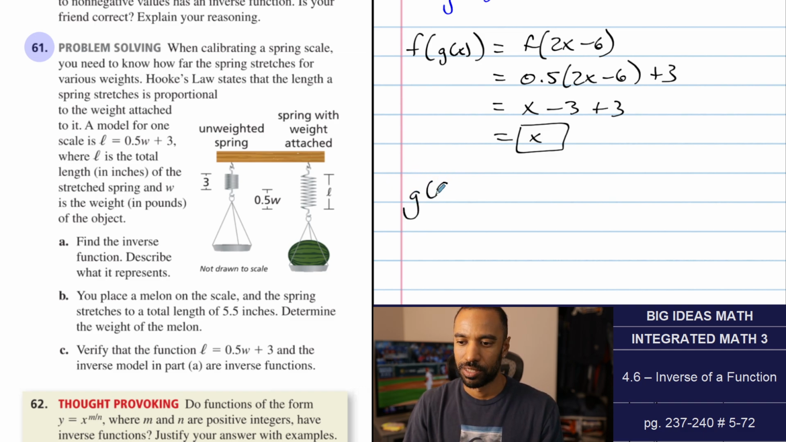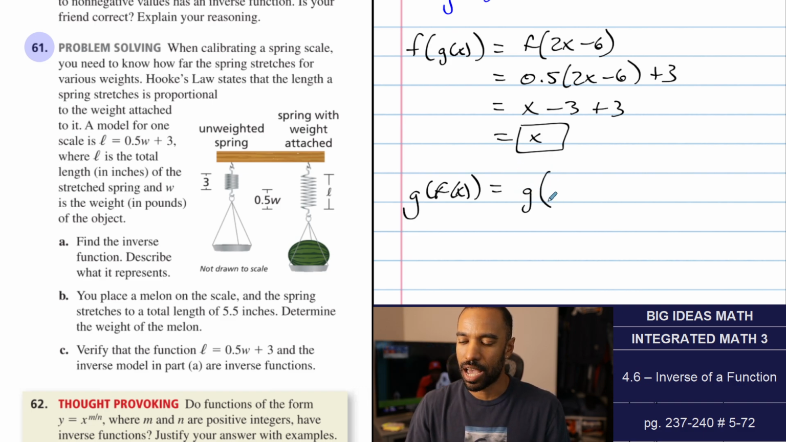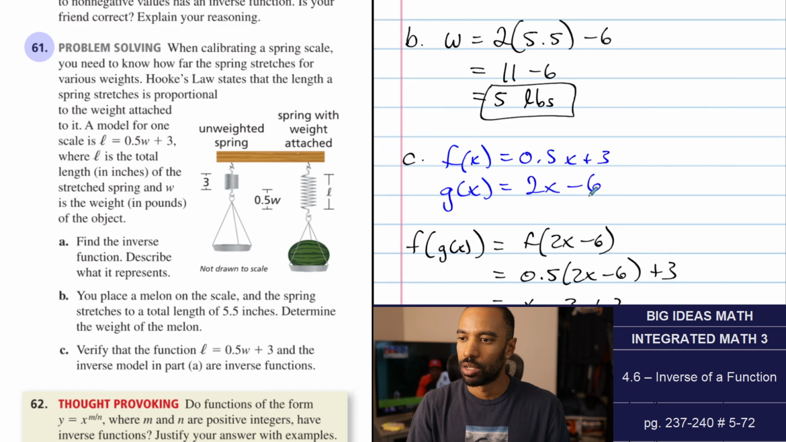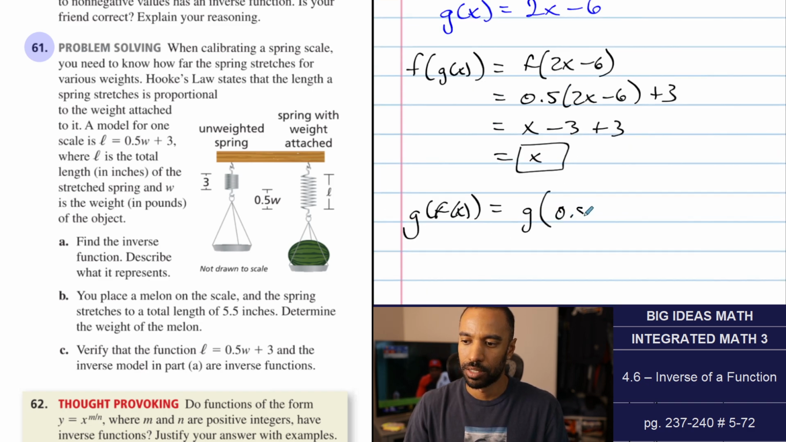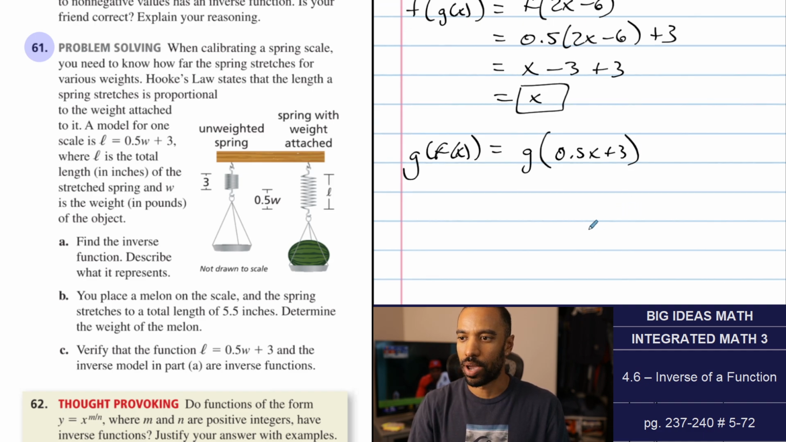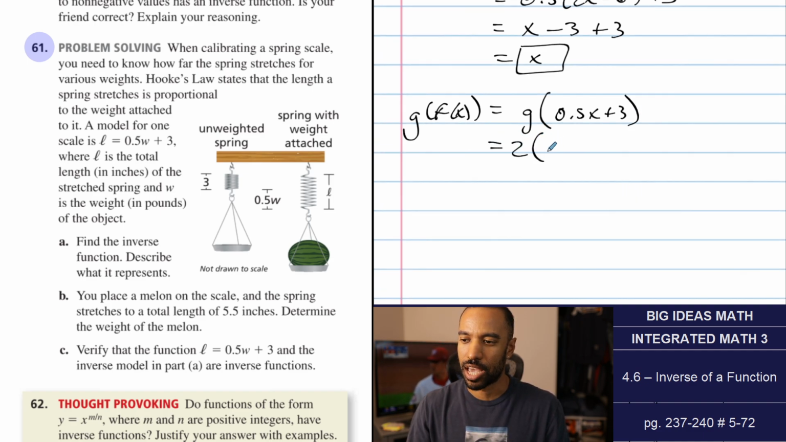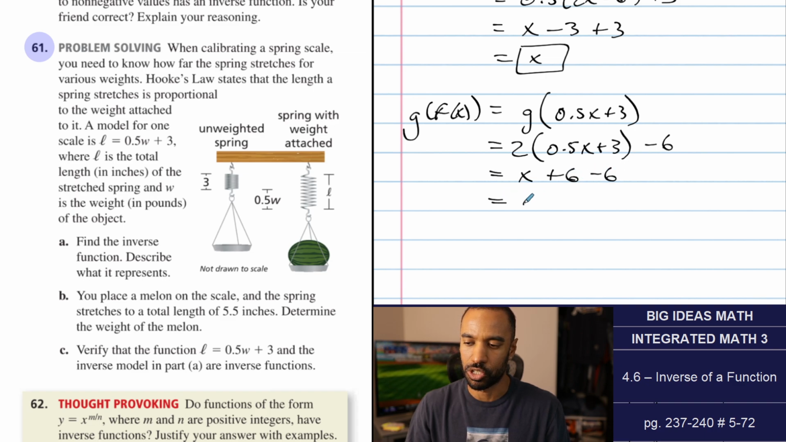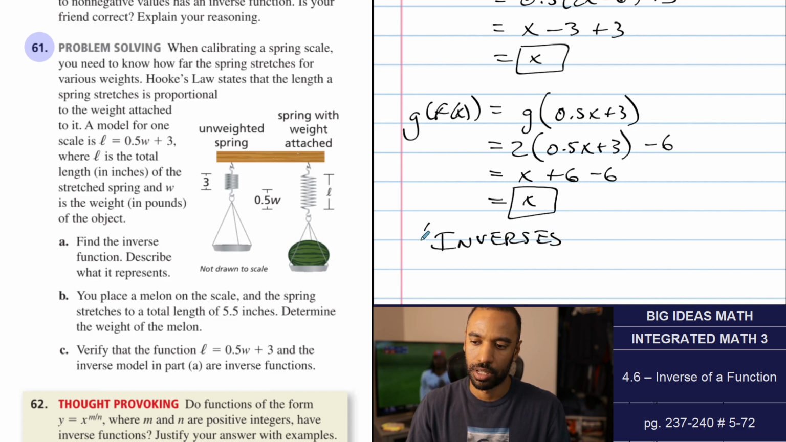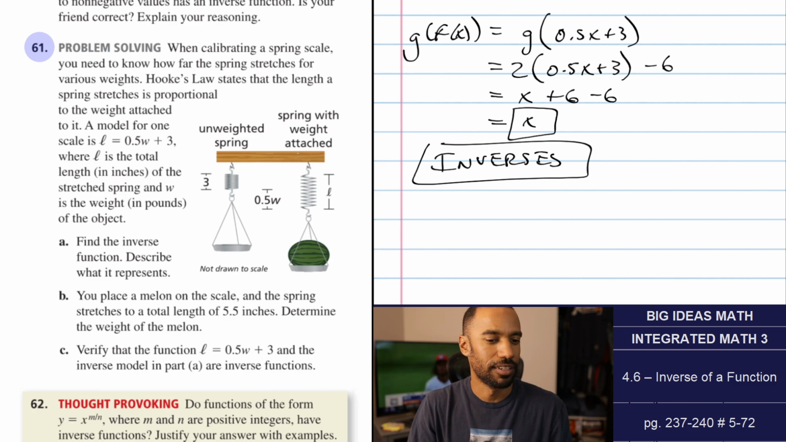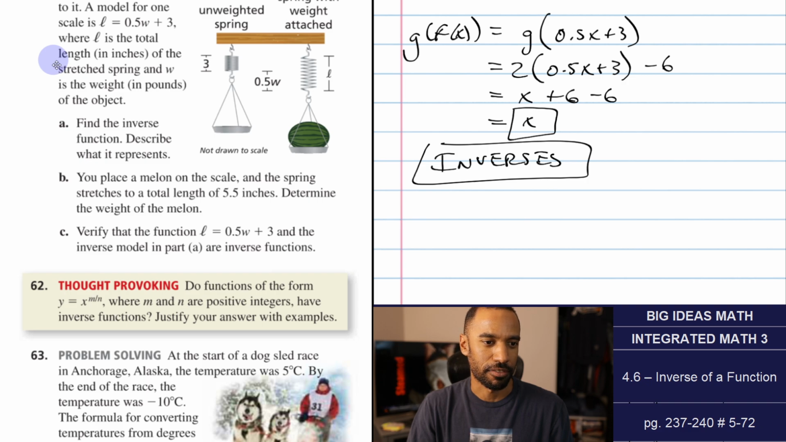g of f of x equals g of 0.5x plus 3. The g of x equation is 2x minus 6, so we'll do 2 times 0.5x plus 3 minus 6. 2 times 0.5 is 1, 2 times 3 is 6, and 6 minus 6 is 0. You're left with x. They are inverses. My concluding statements are sometimes bad. Inverses, yes. Verified. We could have verified by graphing. We could add a lot of different things to verify on that.